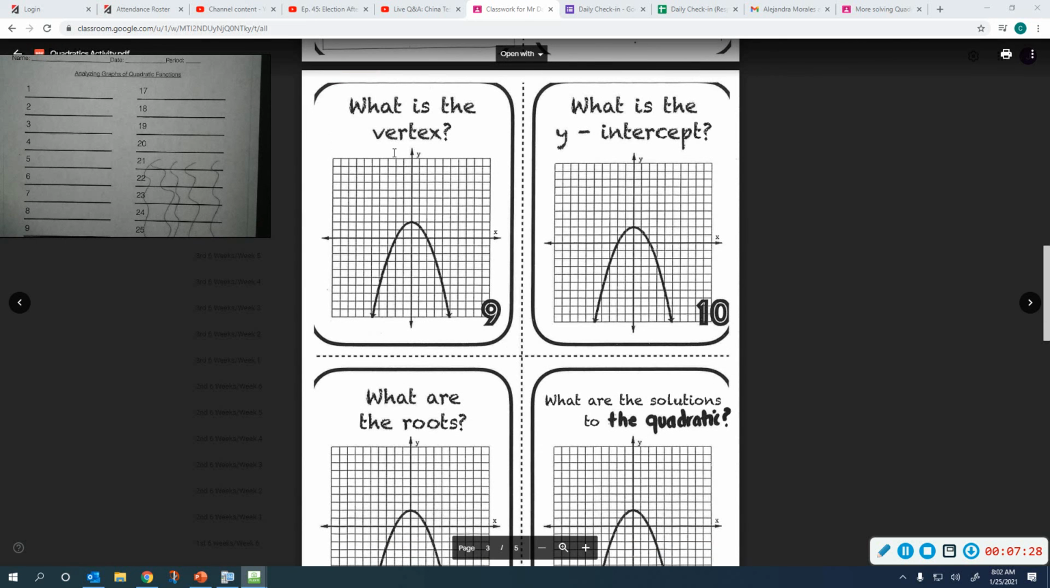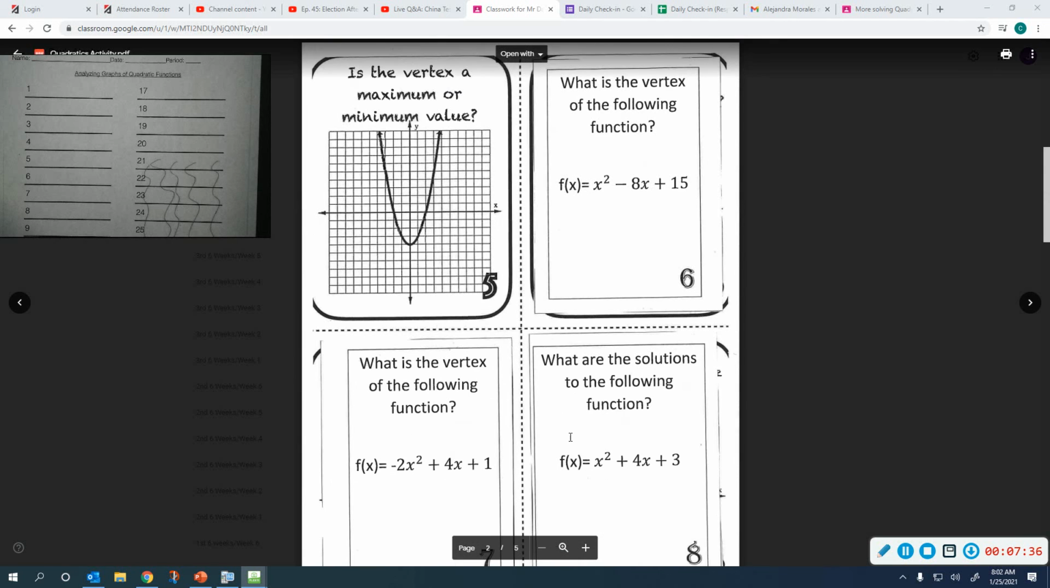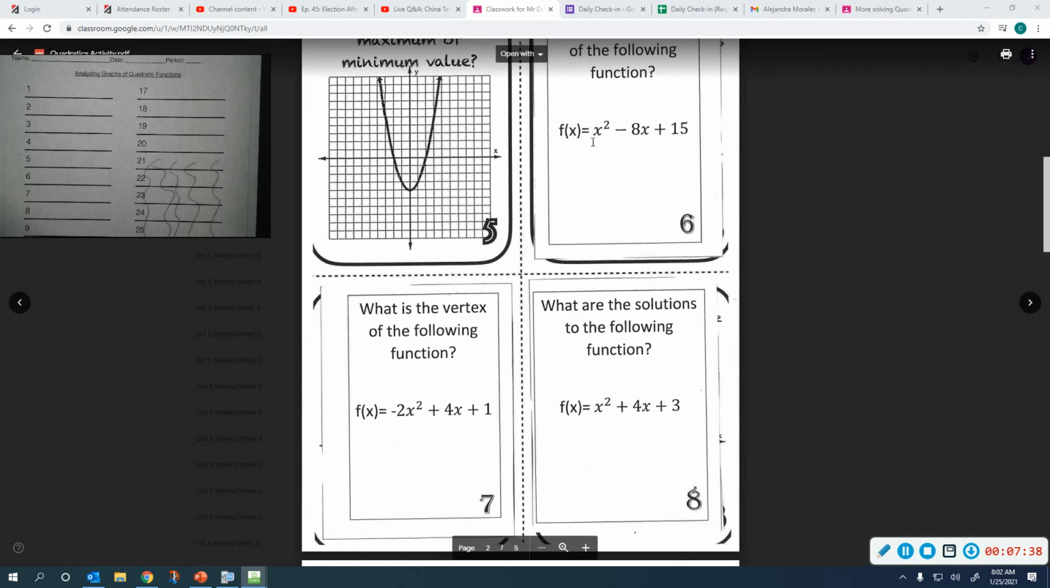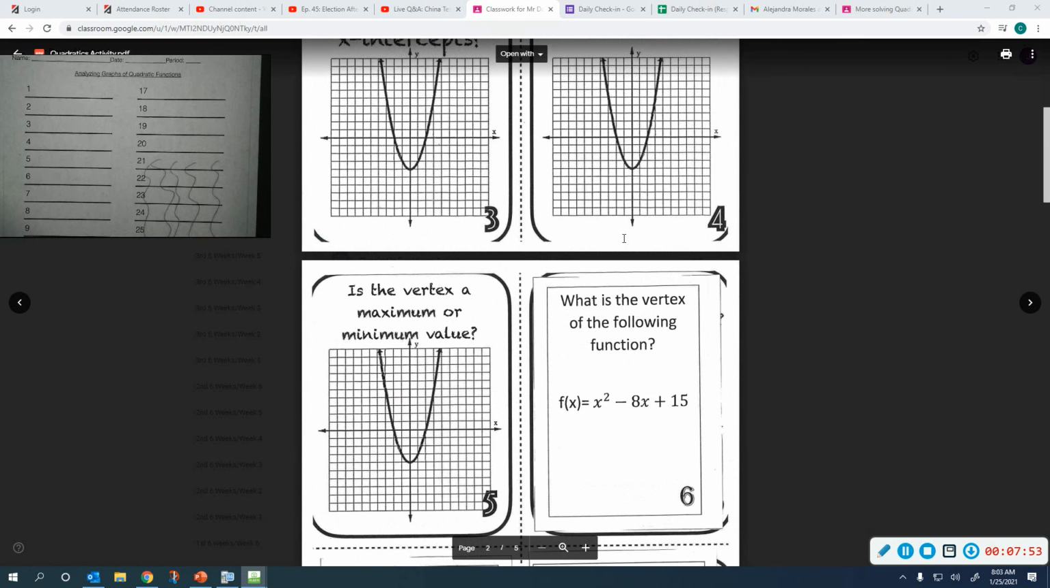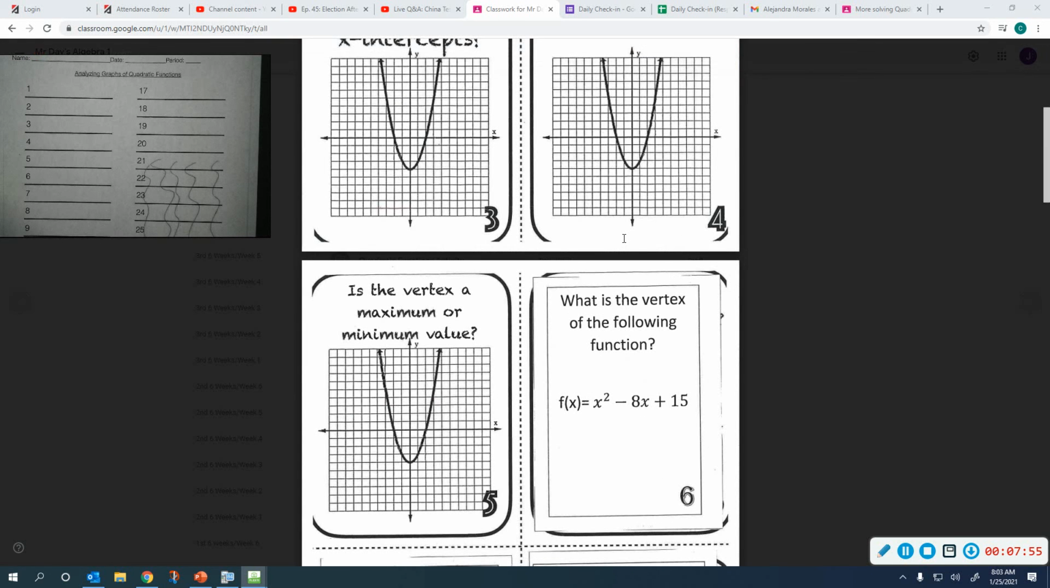Some of them are going to go fast, like what is the vertex? You just need that point. What is the y-intercept? You need that point where it's on the y-axis. What are the roots? Those 2 points. Some of them will take longer, like find the vertex of this one right here on number 6, that just gives you the function. So you'll have to use your calculator, go through and find the min or the max to get the vertex. But there's 20 questions on there. This is your assignment today, and I hope you do well. Good luck.